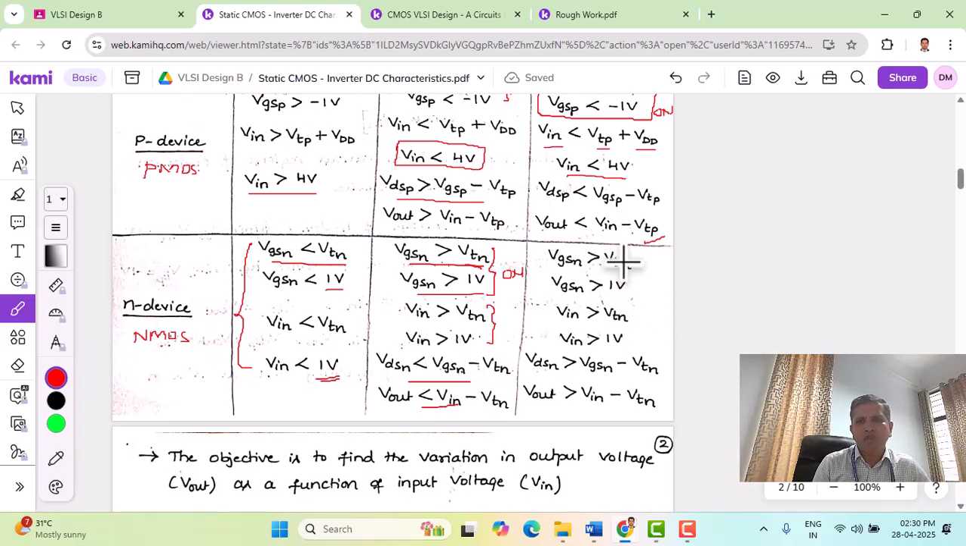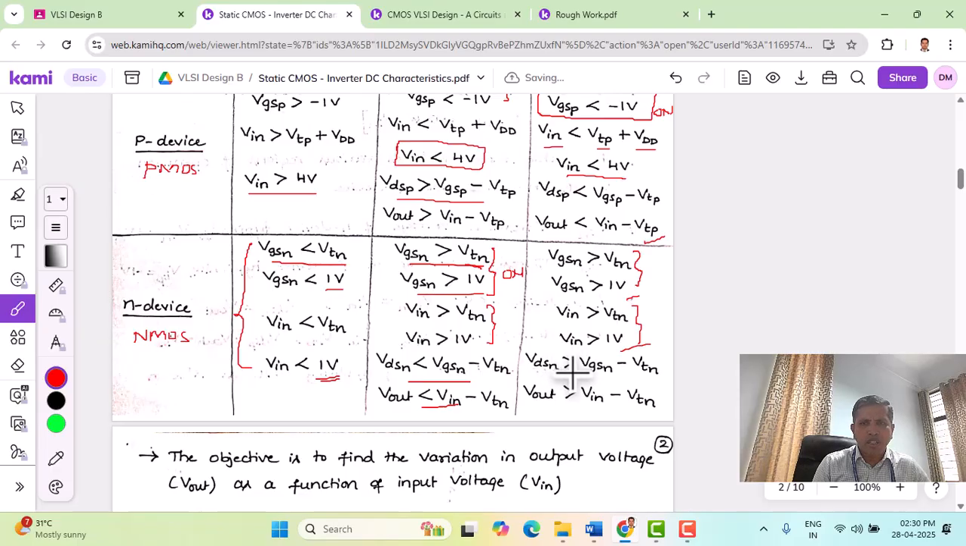To operate the N-channel device in the saturation region, we need to turn on the transistor once again. The same conditions will be carried forward. So VGSN should be greater than VTN, or VGSN should be greater than 1 volt. That is the first condition. At the input, we need to meet this criterion. Input voltage should be greater than VTN, or greater than 1 volt.